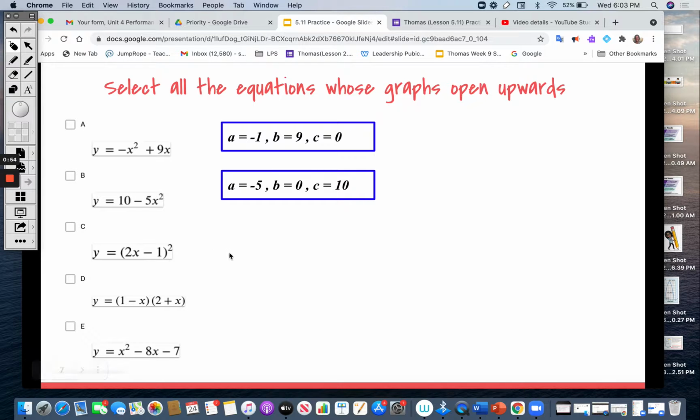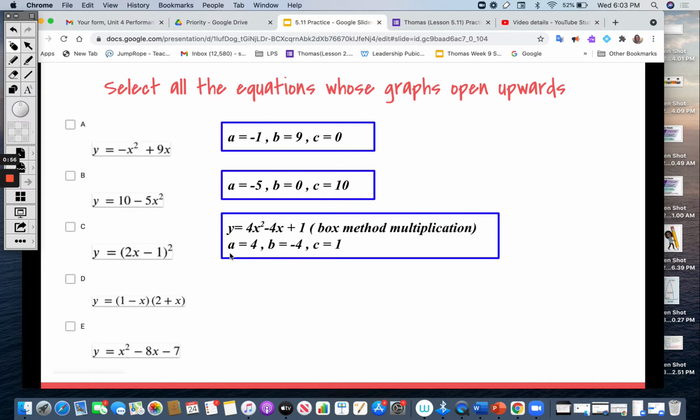And C is 10. Option C, we don't know initially, and so you would have to do the box method to multiply this out. 2x minus 1 squared means 2x minus 1 times 2x minus 1. When we use the box method to do that, we end up getting 4x squared minus 4x plus 1. And that means that A is equal to a positive 4, B is equal to -4, and C is equal to 1.